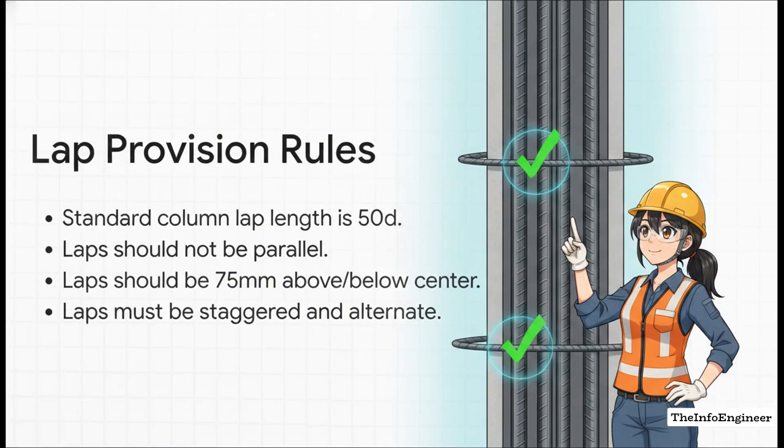And these are your non-negotiable rules for lapping. First, your standard column lap length is typically 50D, meaning 50 times the diameter of the bar.